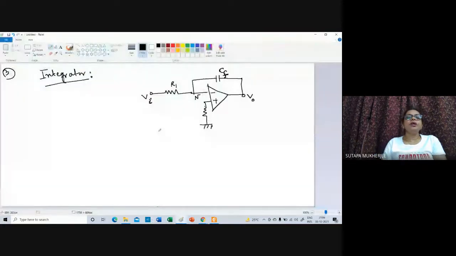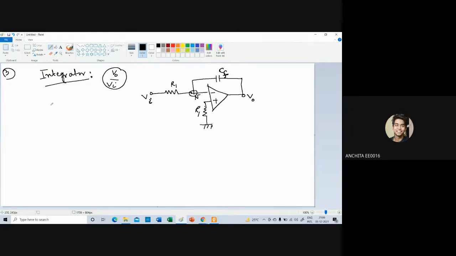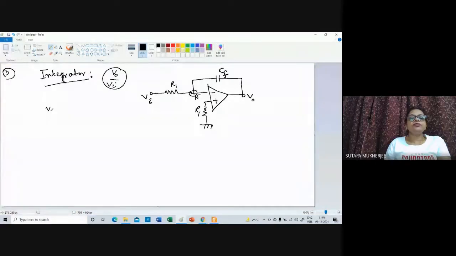Now interchange. So what will be the equation? Anybody can try, how can I proceed with the integrator? Ultimately you have to determine the gain, that is V out by V in. How can you proceed? Anybody can try. Same thing: consider this point. First, we find the current passing through R1.